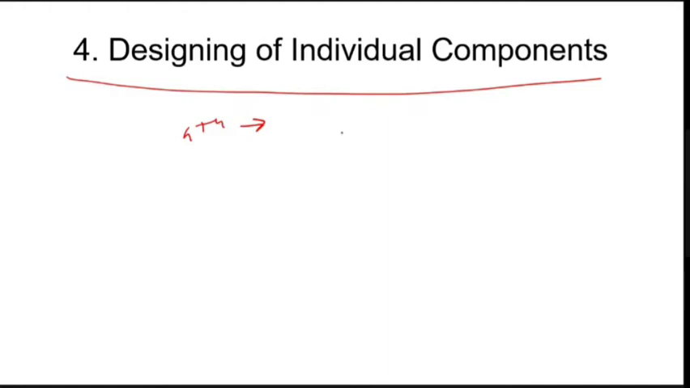Okay. So, designing of individual components. Exactly, there are maybe 5 to 6 steps in this step number 4, that is the designing of individual components. This I will discuss in detail. But just try to understand that in this step number 4, we are designing each and every individual component.